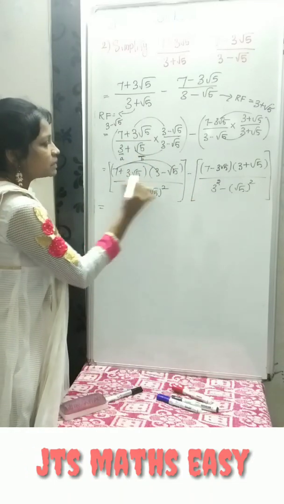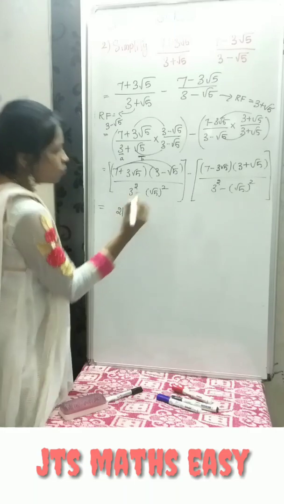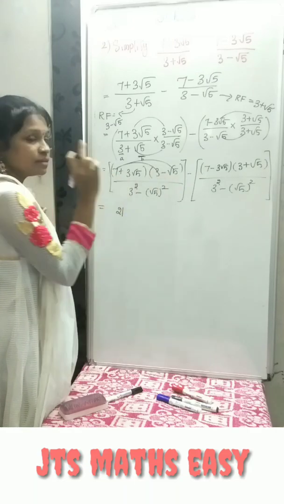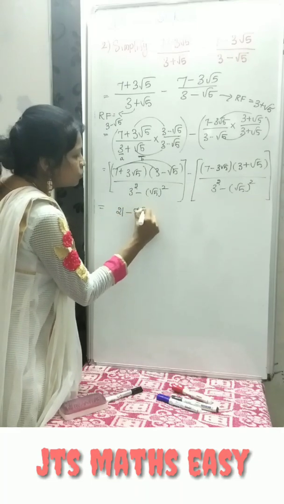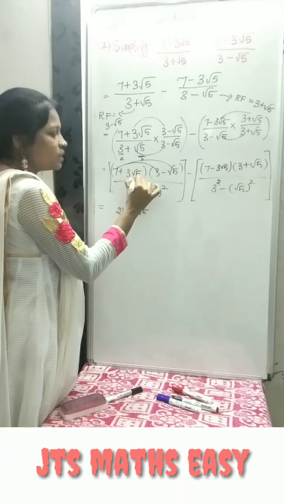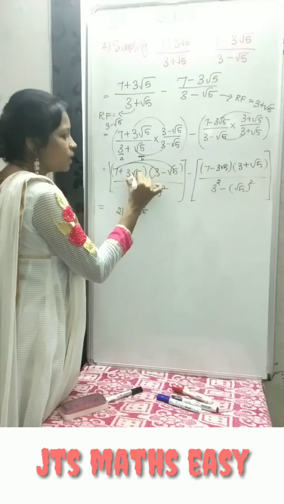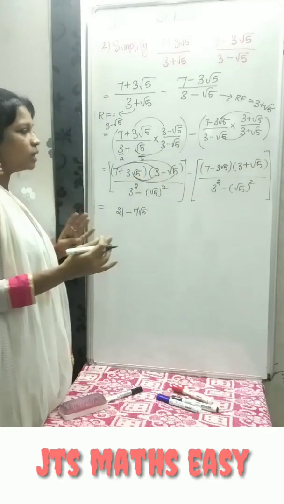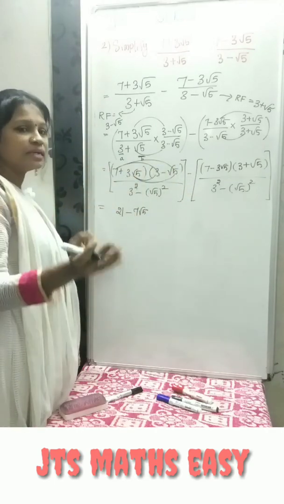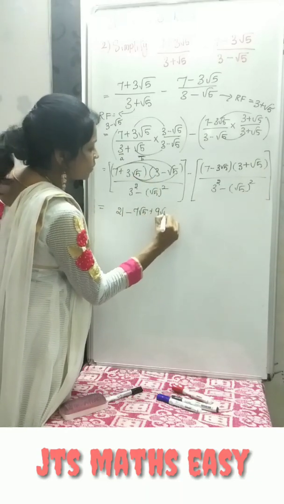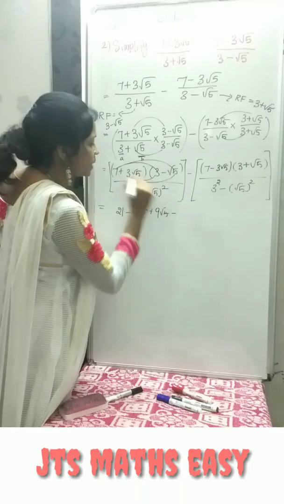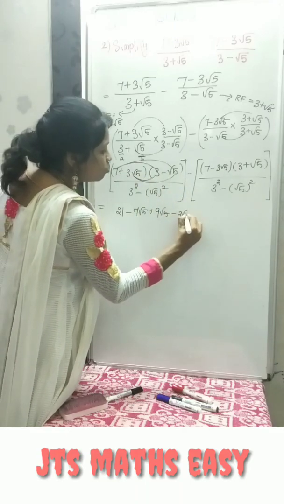So 7 into 3 is 21. Here we have minus, and this is a positive number, plus into minus is minus 7 root 5. And here now you multiply the second number with the first one, and the second number with the second one. If you know this logic, then it is easy to multiply. So 3 3s are 9 root 5, plus into minus is minus 3, we have both roots.